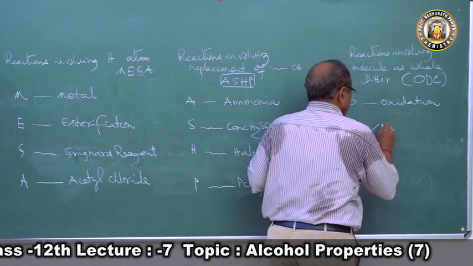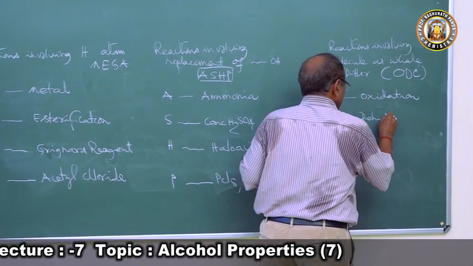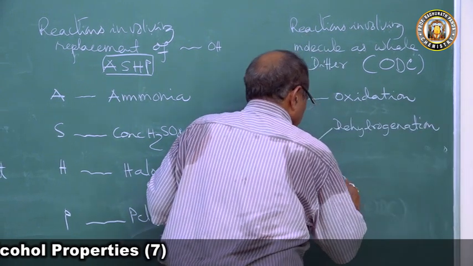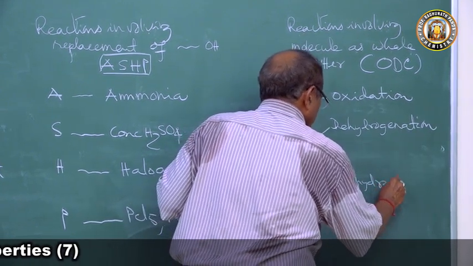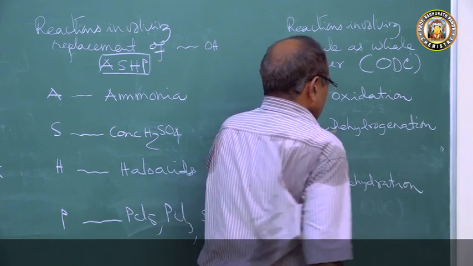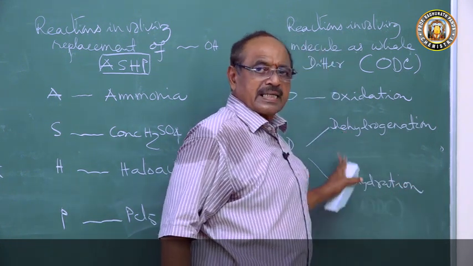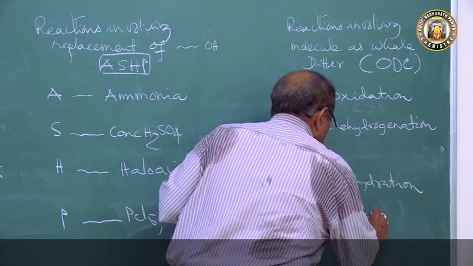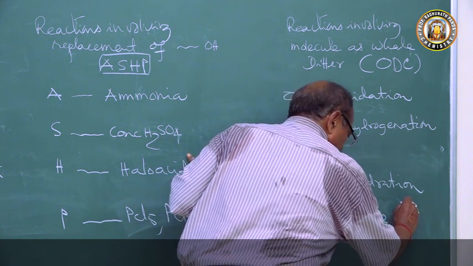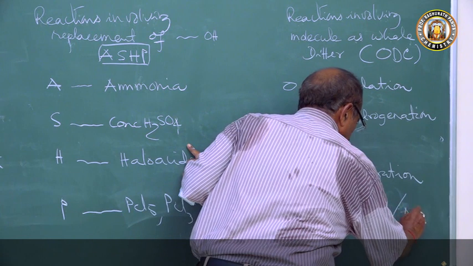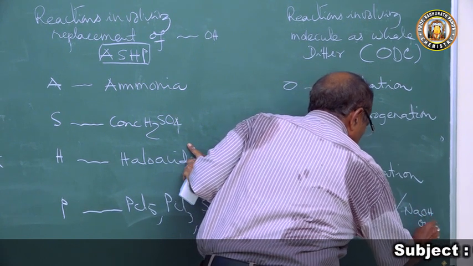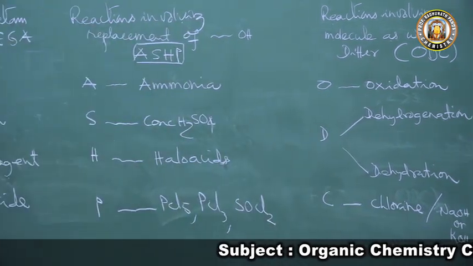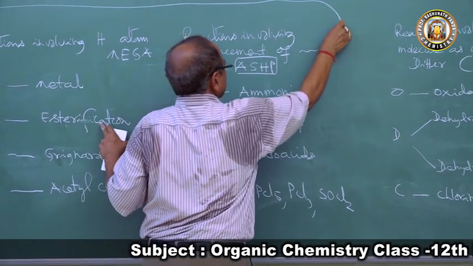Then comes D. You have dehydrogenation and dehydration. Here all alcohols undergo these reactions, but in these properties they differ and form different compounds. And C is the reaction with chlorine in presence of sodium hydroxide or potassium hydroxide. So in these reactions they differ, and in all the reactions involving MEGA and ASHP, they exhibit similar behavior.